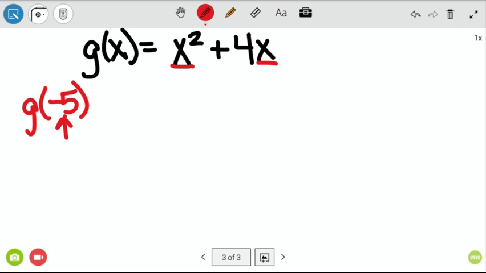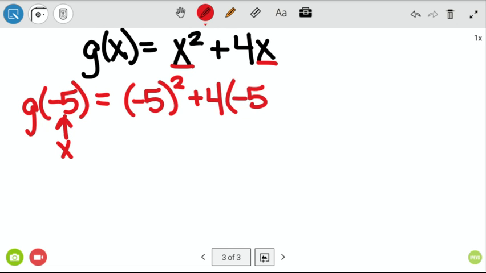This time we have 2 x's in our function rule. So this value, negative 5, we are plugging in for x in both places. So negative 5 squared plus 4 times negative 5. Negative 5 squared means a negative times a negative becomes a positive 25. A positive 4 times a negative 5 is a negative 20, so that gives us an answer of 5.